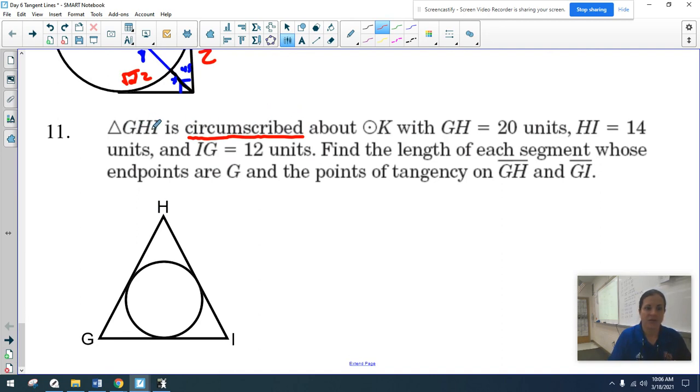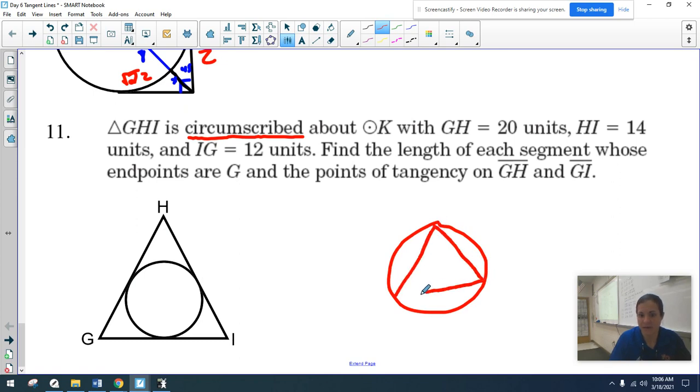So it says the triangle is circumscribed about. Before we had inscribed, and inscribed meant the triangle is inside the circle, like this. So this is when a triangle is inscribed in a circle. Inscribed means inside. If it says circumscribed, that means the circle is the one that's touching the triangle, so the triangle would be outside in that case.